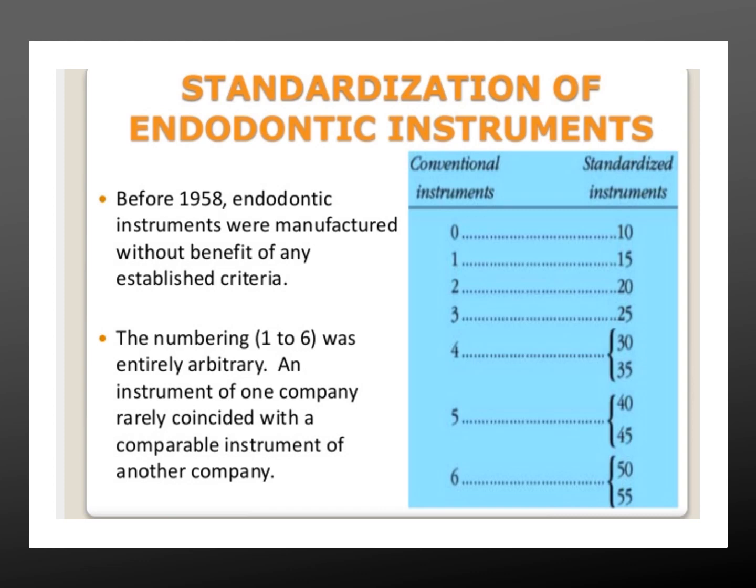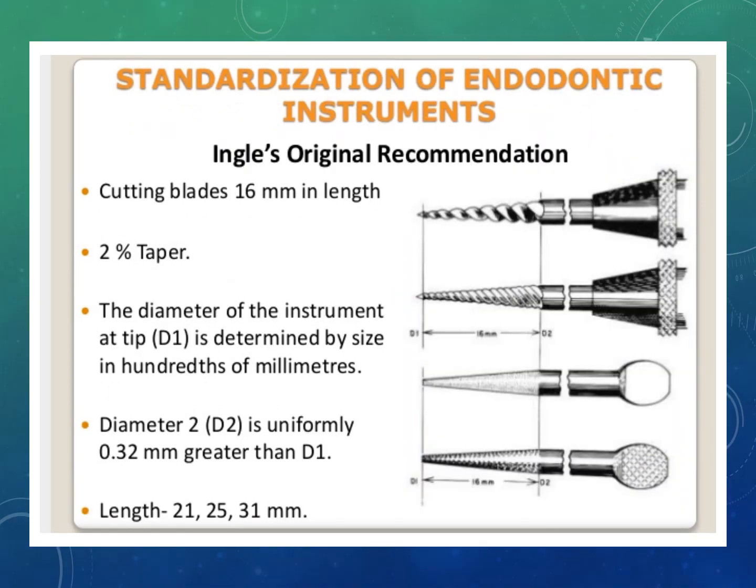So before 1958, endodontic instruments were manufactured without the benefit of any established criteria, which means there was no standardization or guidance. Then Engel came into the picture and gave a recommendation of how the instrument should be. That's called standardization of endodontic instruments. This is the most common question they ask you in your exams: the standardization of endodontic instruments.